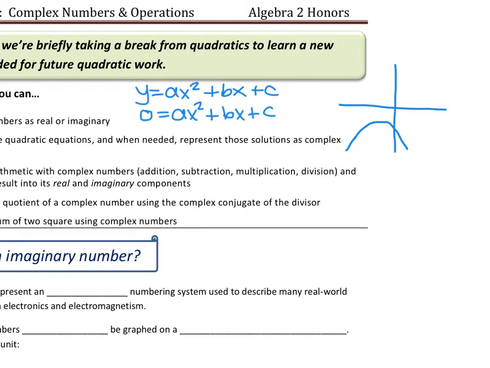Now, last year I had a student who said, well, who makes this stuff up? And the fact of the matter is it's been around a long time. The first reference we have in history was from an Italian mathematician, Girolamo Cardano, in 1545. So it's been a long time that we've been talking about imaginary numbers.